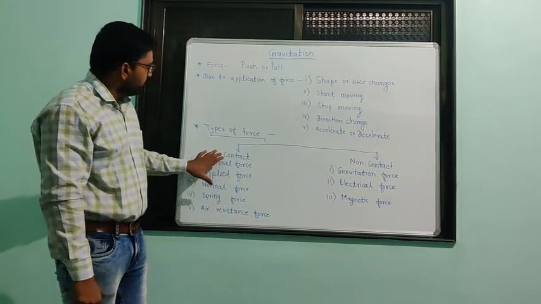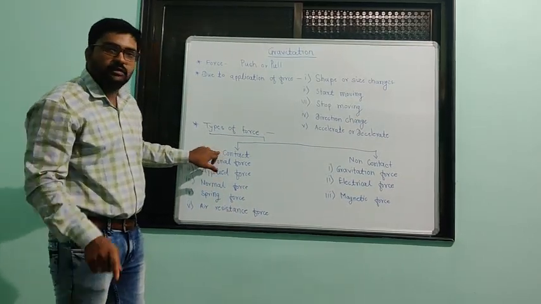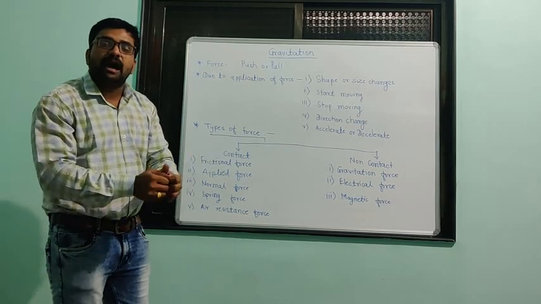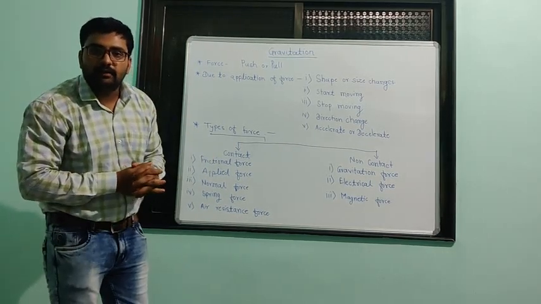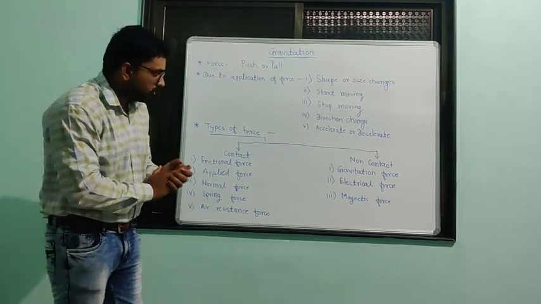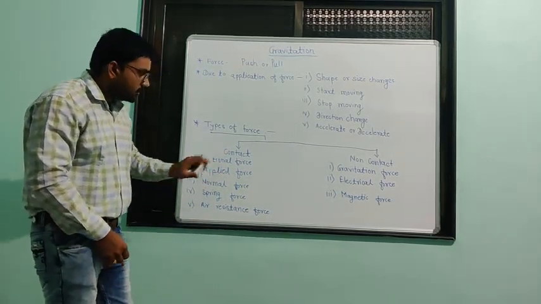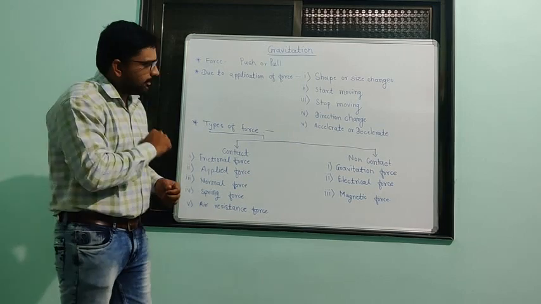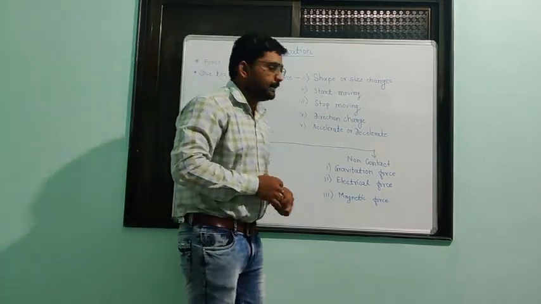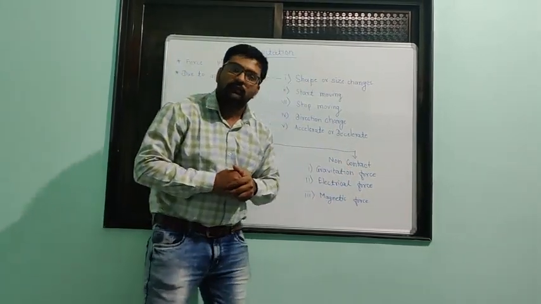Okay, so simply this is one type of force in which two objects are in direct physical contact with each other. That is why they are called contact forces. These are some examples of contact force. Now we have to see the second type, that is non-contact force.